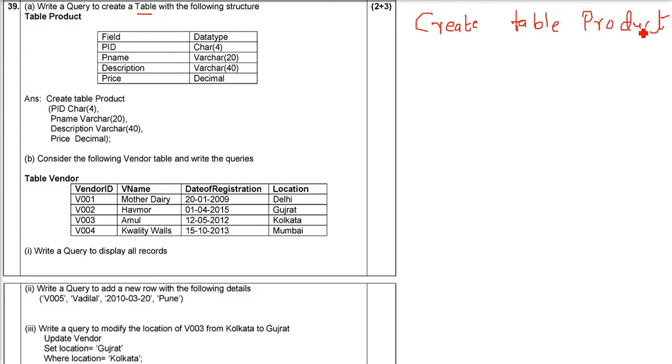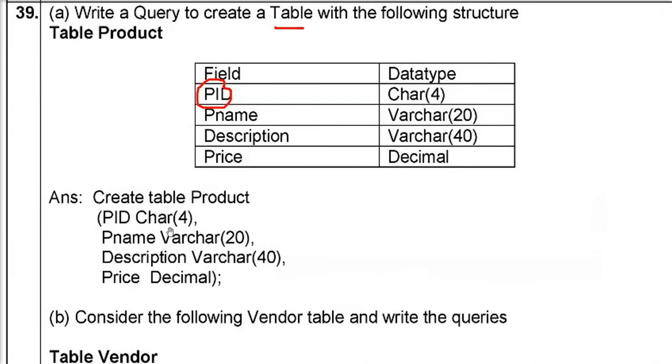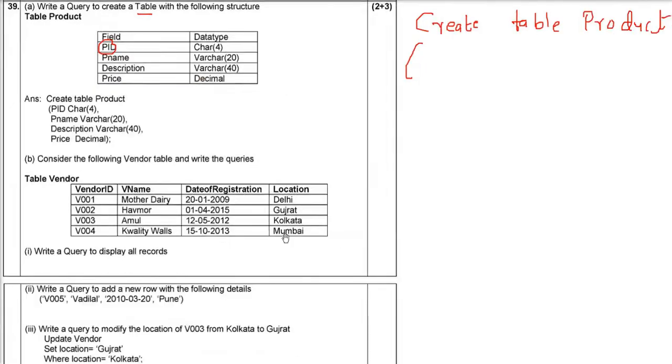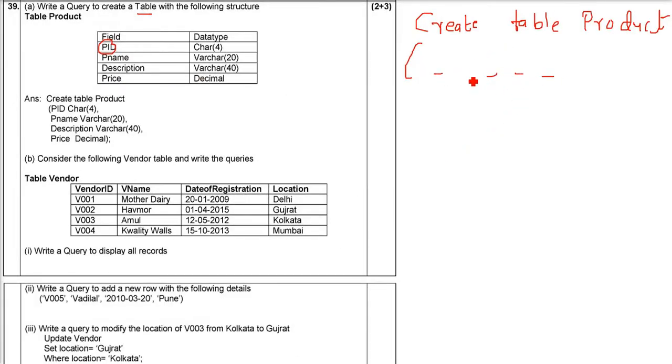Then, in the round brackets, you write PID, a space, char 4. Just copy this PID char 4. Now you have to use a comma. All these are separated by commas. PName varchar, description varchar, price decimal, all separated by commas. Now finish with a round bracket and then give a semicolon. Then you can run this query. So the table will be created with all these data types.